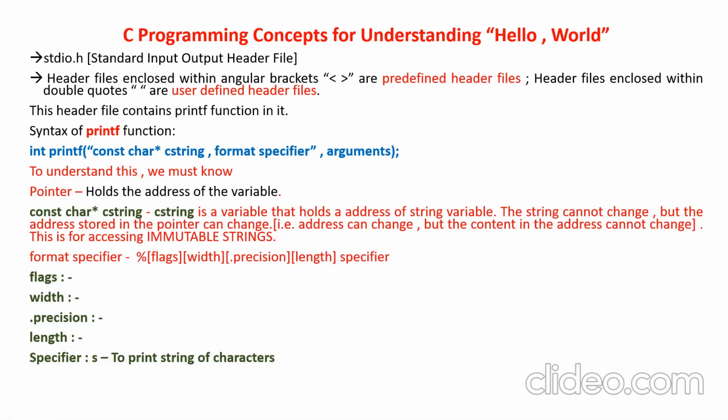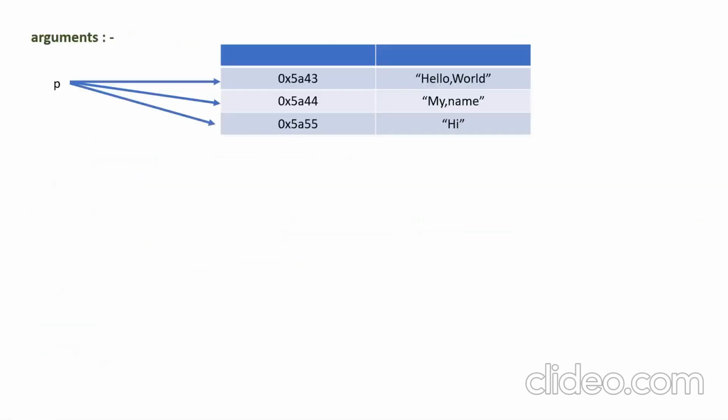Read-only location means the value stored in that location can never be changed by anyone. Once you have written it, you cannot change it. So those strings alone can be sent to the display screen by means of printf function. So this is the way. For example, in 5A43, if I have stored the word hello world, I cannot again go and change it. So those are called my constant character strings.